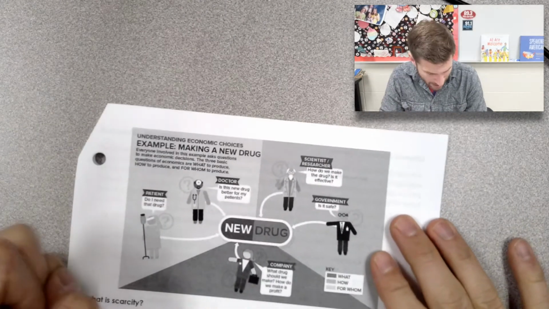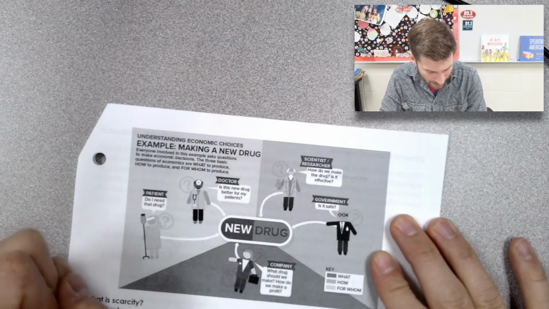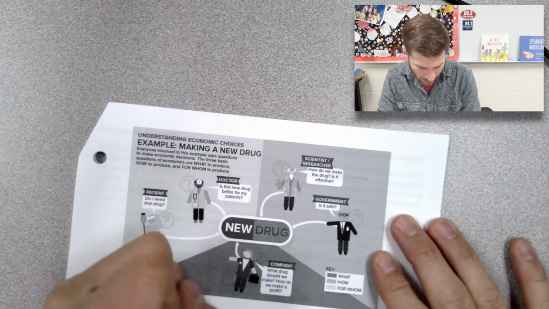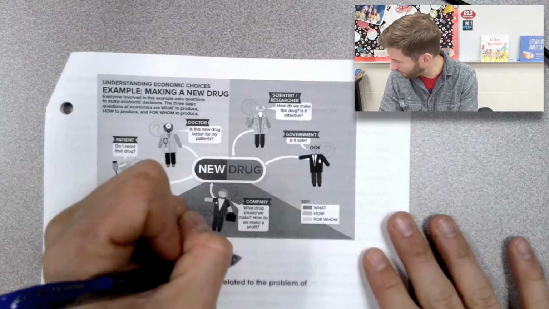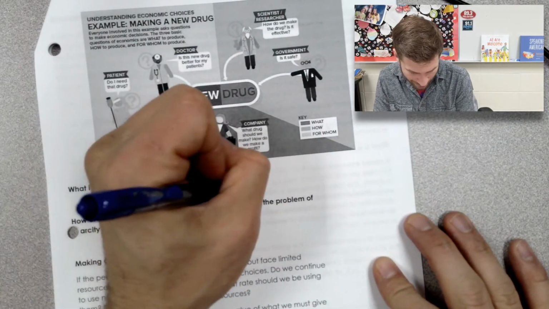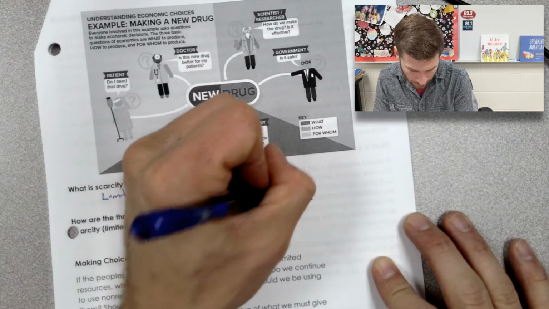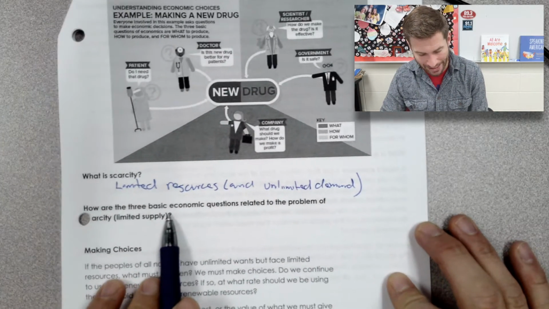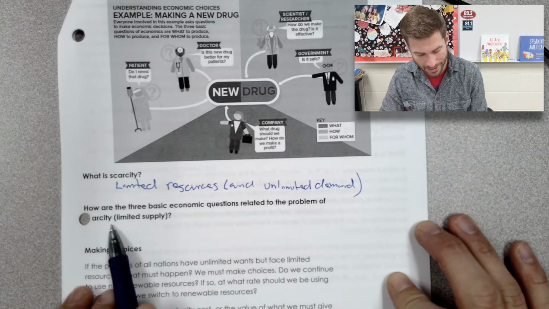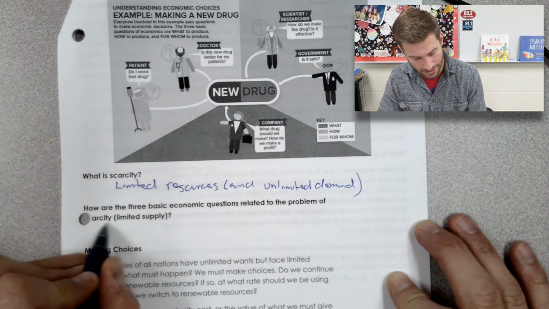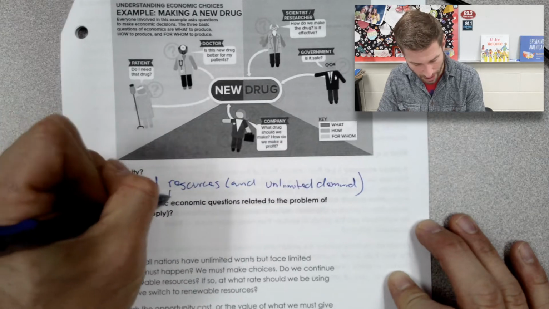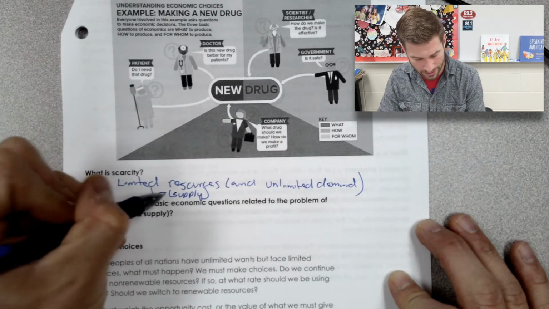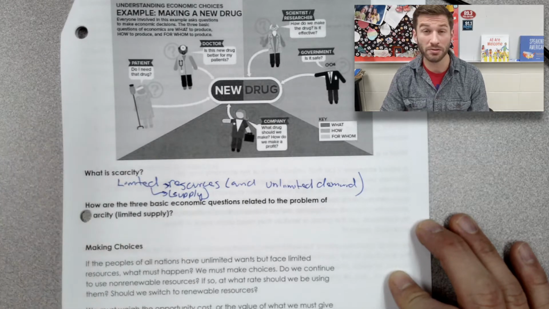What is scarcity? Scarcity is the concept of limited resources and often, and I'm going to put this in parentheses, unlimited demand, right? And it asks, how are the 3 basic economic questions related to the problem of scarcity? And up here in parentheses next to scarcity, I have limited supply. I'm going to write that up here as well. Limited supply, limited resources, those are all scarcity.